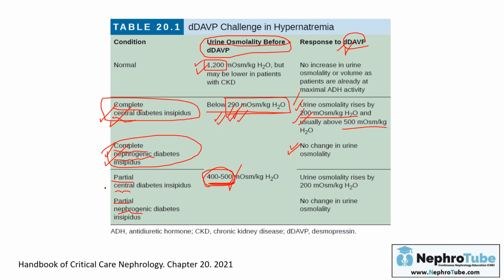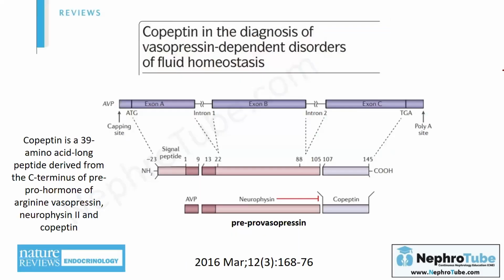And you will differentiate between central and peripheral part. You will give the patient desmopressin; if the urine osmolality increased, so it is a central diabetes insipidus, and if not increased, no change, it is a nephrogenic diabetes insipidus.